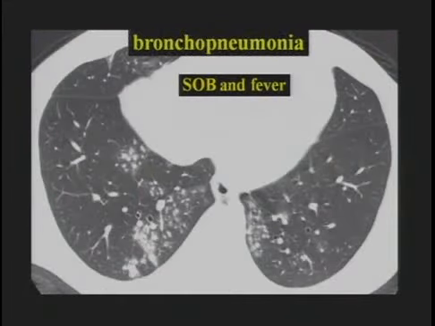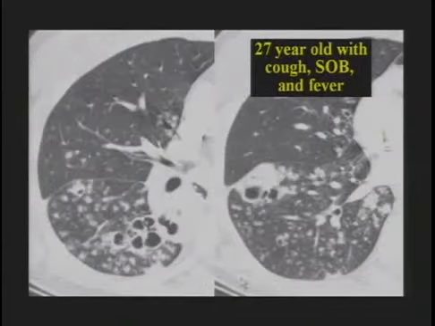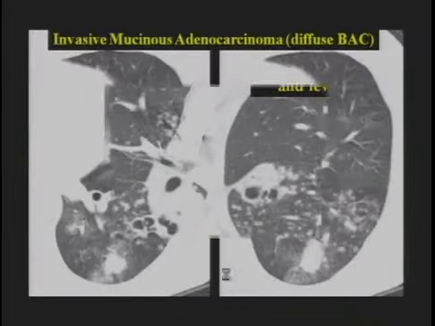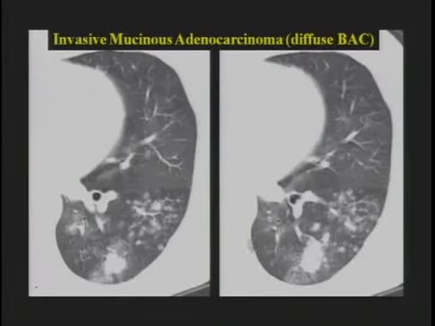Here a patient with bronchopneumonia, shortness of breath and fever. We see centrolobular nodules here of soft tissue attenuation. So infection is certainly on the differential diagnosis high on the list when you see centrolobular nodules. 27-year-old with cough, shortness of breath, and fever, a few cavities in the lower lobe, centrolobular nodules. This is endobronchial spread of TB. Here, invasive mucinous adenocarcinoma or diffuse BAC with centrolobular nodules due to endobronchial spread. So that's the differential diagnosis.